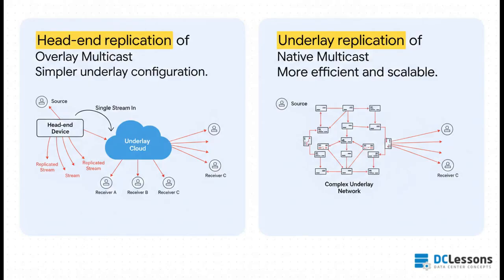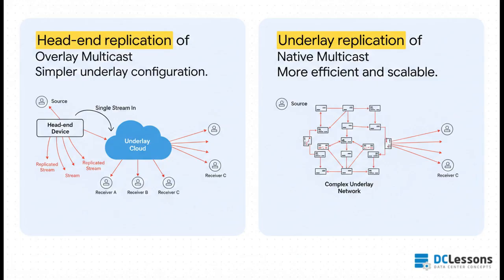Now inside an SD-Access fabric, this leads us to two main strategies. You've got overlay multicast, which is simpler to set up because one main device does all the work of copying the data. And then you have native multicast, where the physical network itself, the underlay, handles all that copying, making it way more efficient and scalable. The big takeaway here is that it all comes down to where that replication happens.